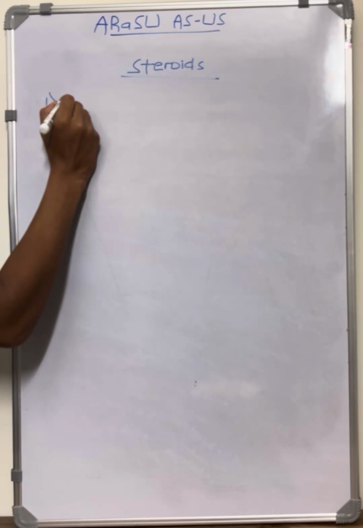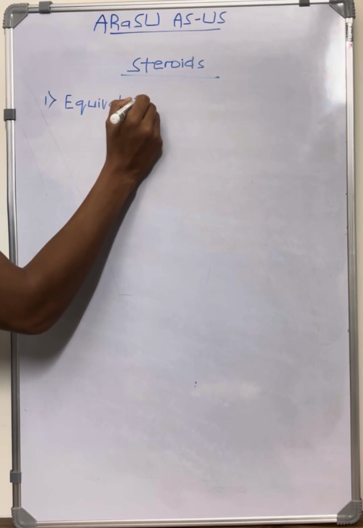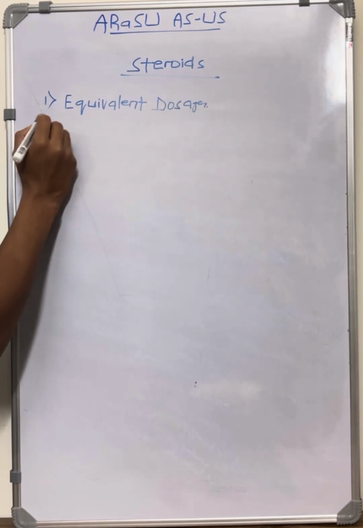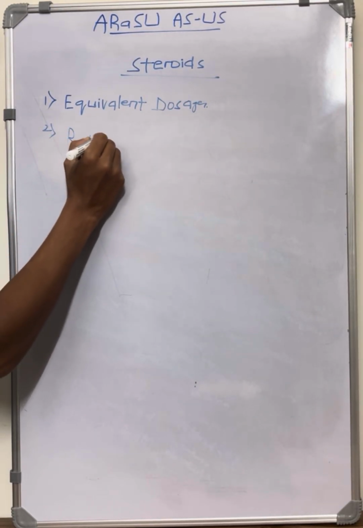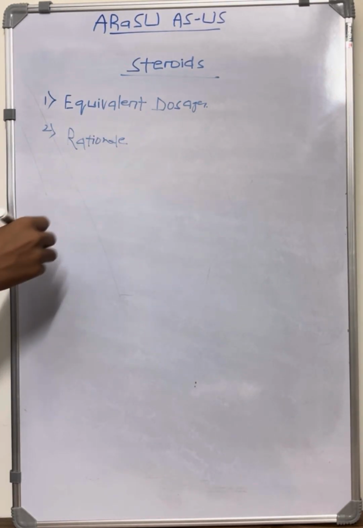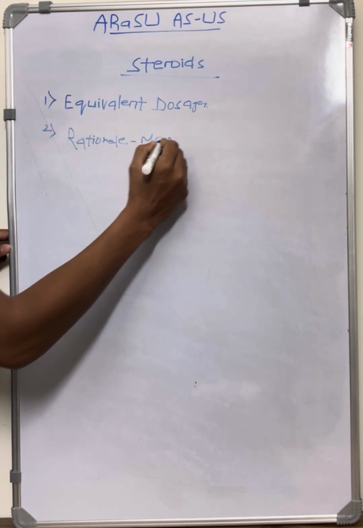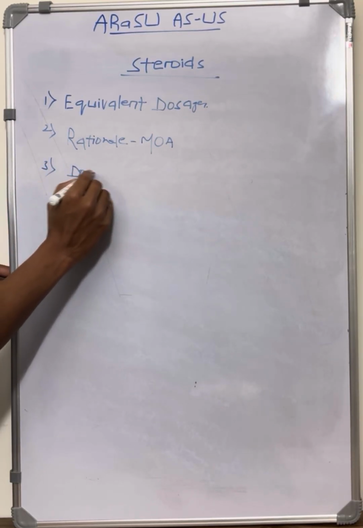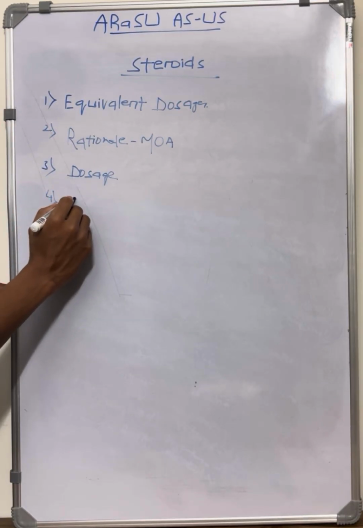First is equivalent dosages of various steroids. Then comes the rationale behind usage of different steroids, that is, what is the exact mechanism of action of various steroids. Then comes the dosage, and finally some special scenarios.